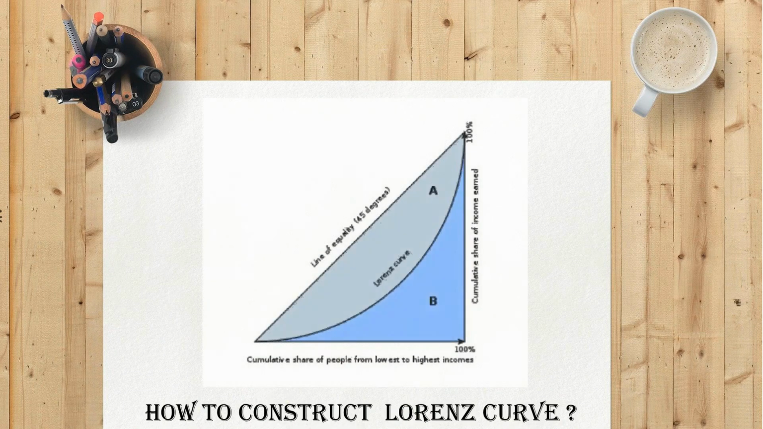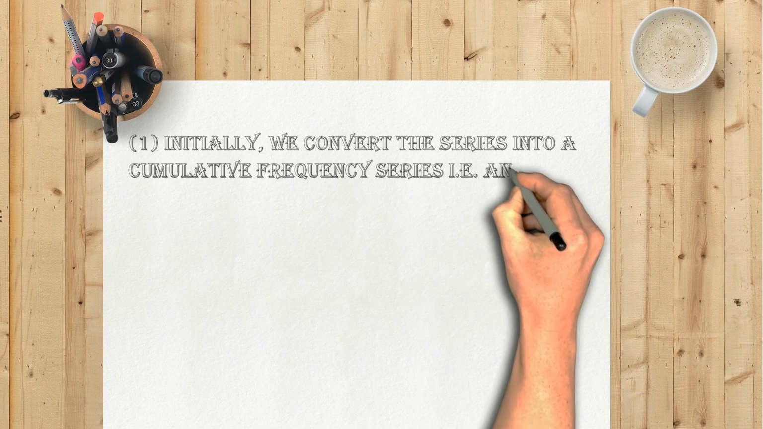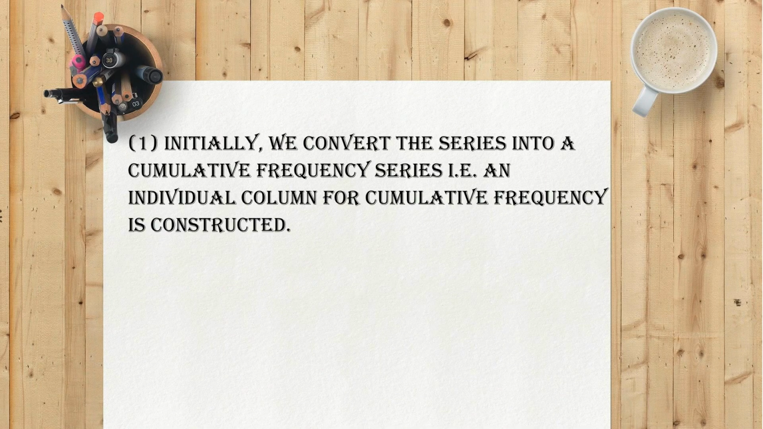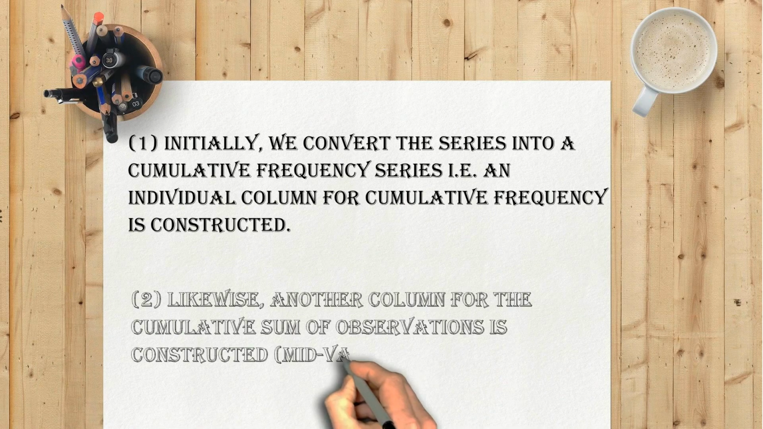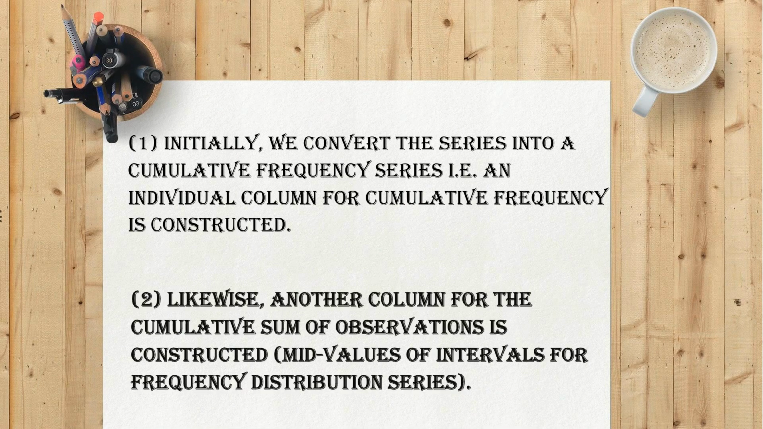How to construct Lorenz curve? Initially, we convert the series into a cumulative frequency series. That means, an individual column for cumulative frequency is constructed. Likewise, another column for the cumulative sum of observations is constructed, using mid-values of intervals for frequency distribution series.